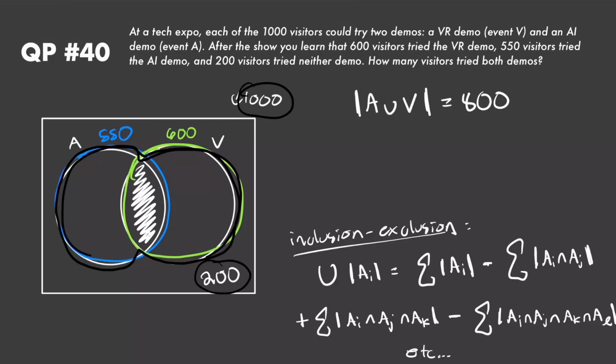Okay, so first of all, we already know that the magnitude of the union is 800, so if we just plug into our formula, we know that the sum of the individual contributions, which are going to be our 550 and our 600, so we're going to plug in 550 plus 600.